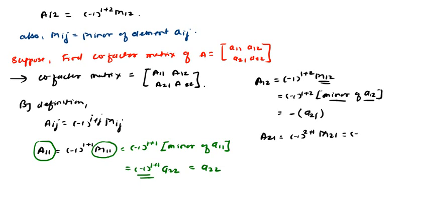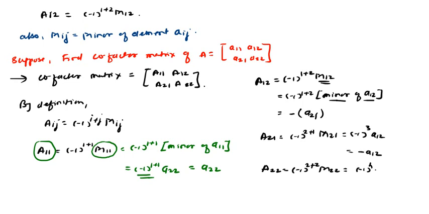Okay, and this will be minus 1 raised to 3 and M21, that is the minor of the element A21, and that is nothing but A12. So this will be minus A12. Okay, similar way we can find the element A22, which is equal to minus 1 raised to 2 plus 2 into M22. So this will be minus 1 raised to 4 into M22. M22 is the minor of the element A22.